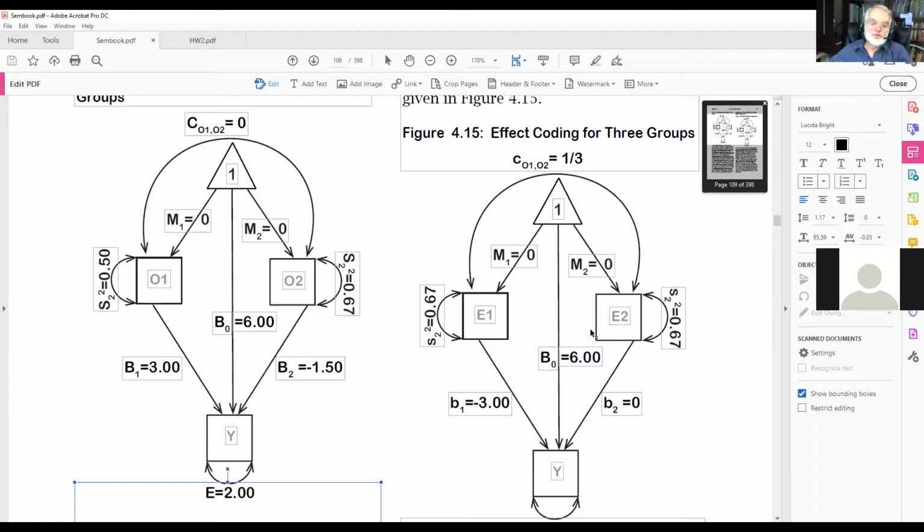And turning to the second predictor, if you're in group 1, I'm going to give you a 0. And if you're in group 2, I'm going to give you a 1. And if you're in group 3, I'm going to give you a -1.